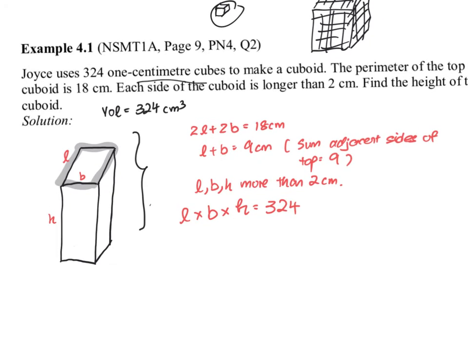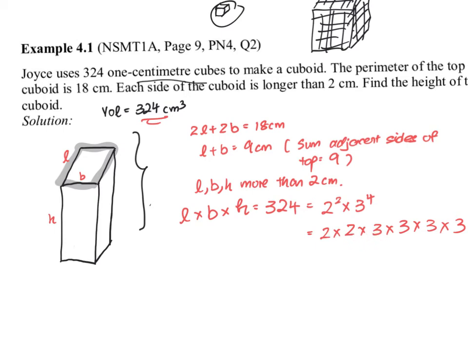One way is we try to prime factorize. You know that 324, if you prime factorize, is equal to 2 power 2 times 3 power 4, which is 2 times 2 times 3 times 3 times 3 times 3. And then you observe that the length, breadth and height have to be combinations of these. It has to be a combination of 2s and 3s, or probably just 3s. If we want our length and breadth, by guess and check, to add up to 9 cm, which of the possibilities can give you that?